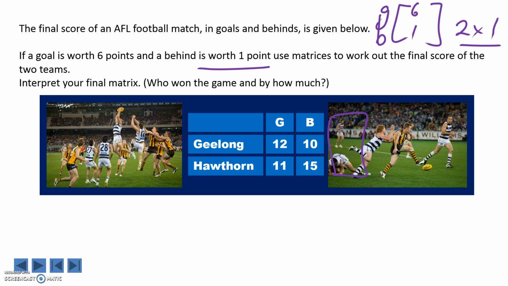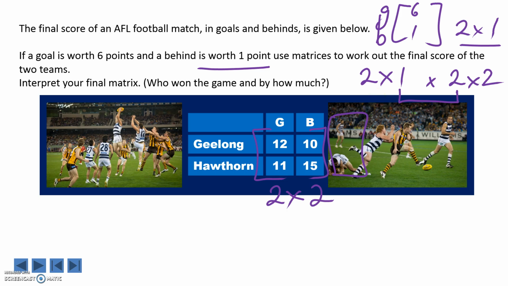Let's have a look at multiplying the 2 by 1. So let's multiply the goals and behinds by this one. You can see 2 rows by 2 columns, 2 by 2. Let's see if that fits with our rule that we learnt. No, they're different. It doesn't work. So we can't do it in that order. Let's have a look at the other way.